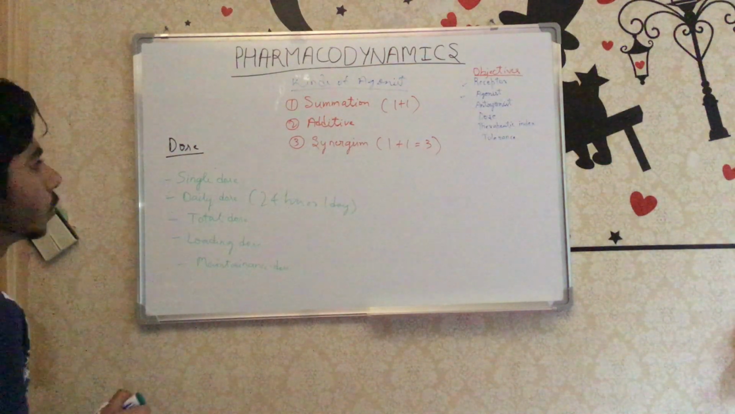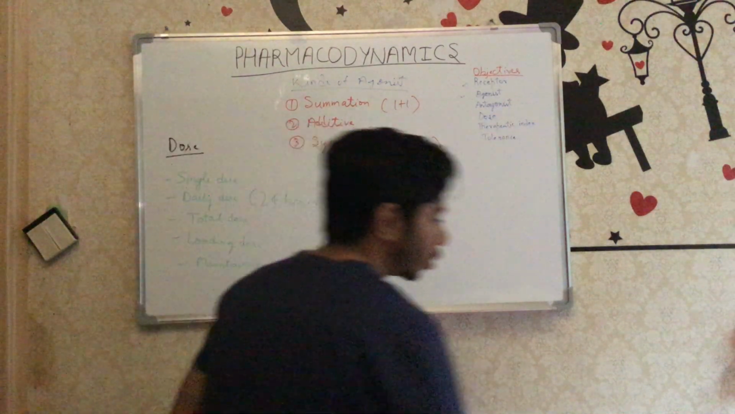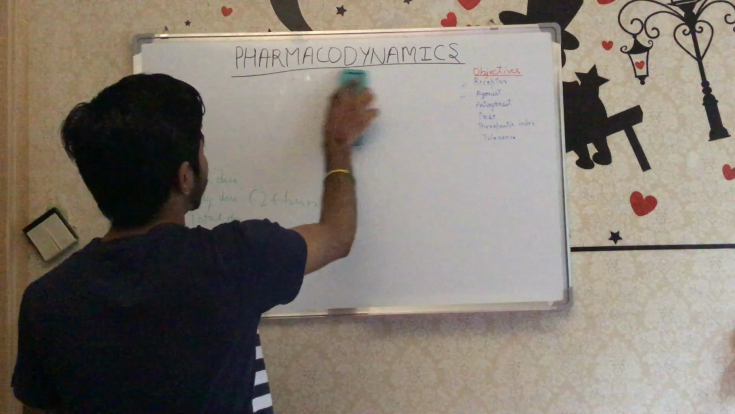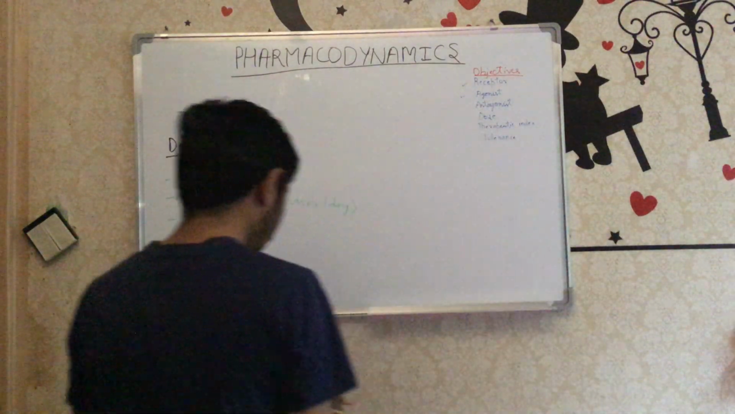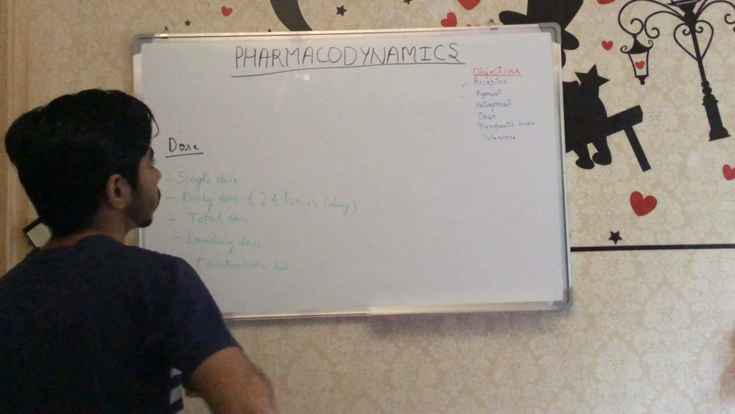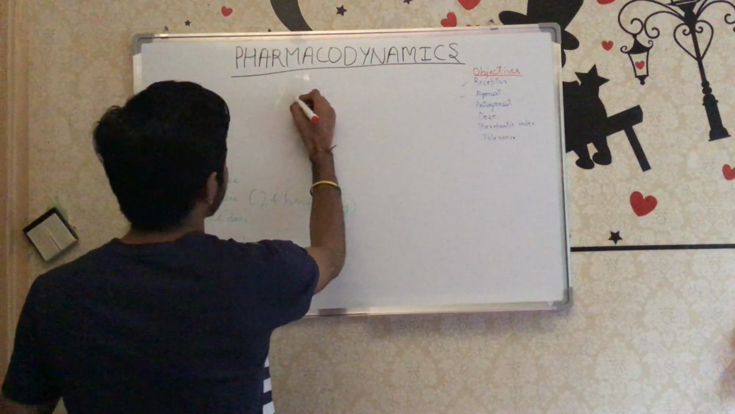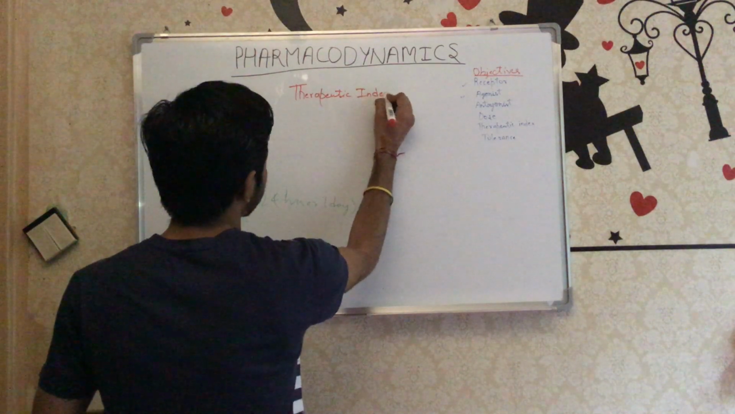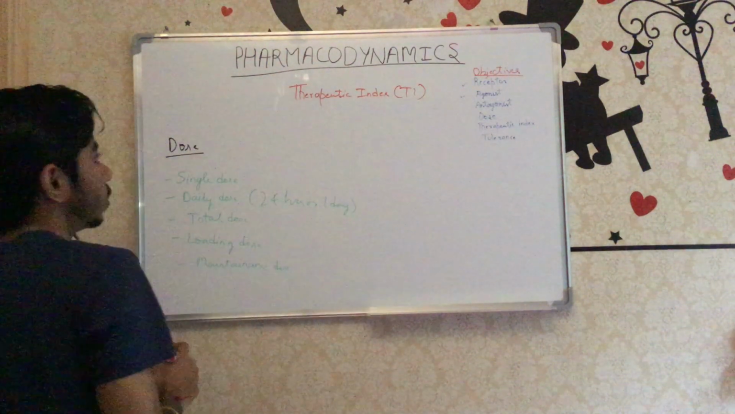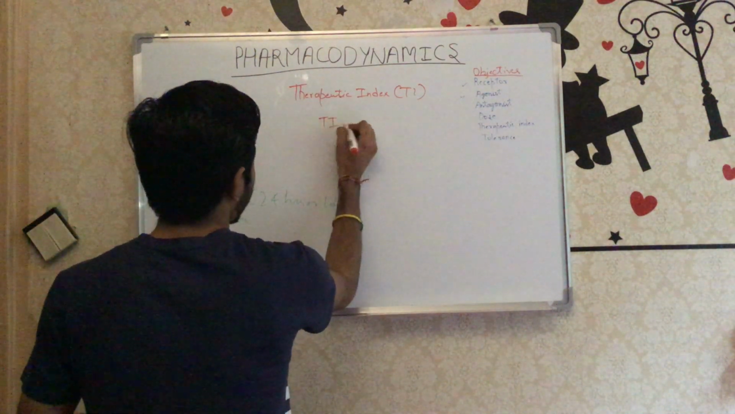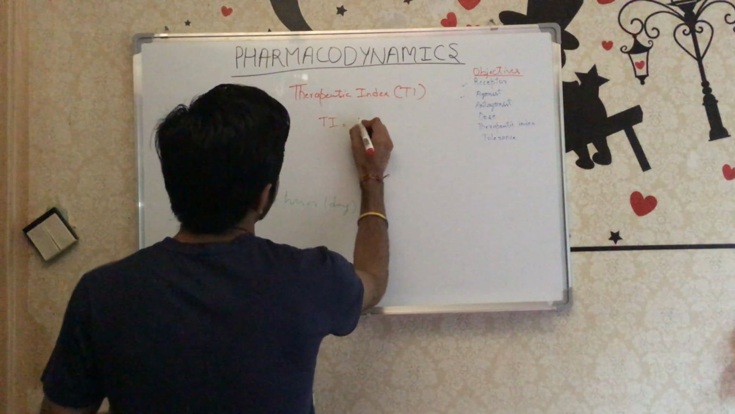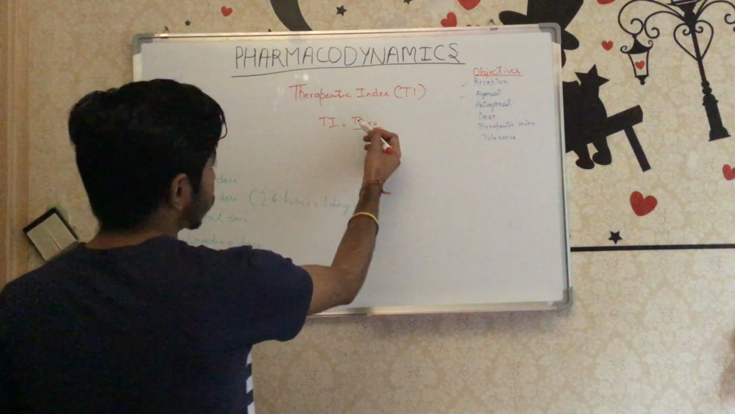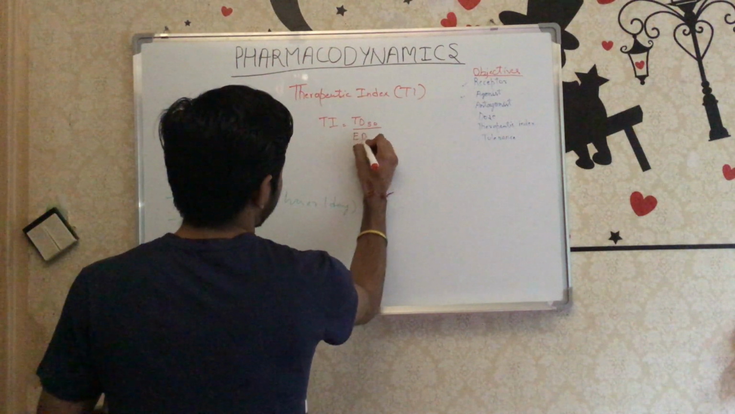After discussing all these kinds of doses, I would like to discuss something about therapeutic index, or we call it therapeutic ratio. So what is therapeutic index? Therapeutic index is the ratio of the drug dose which is toxic in 50% of the population to the drug dose which is effective in 50% of the population.